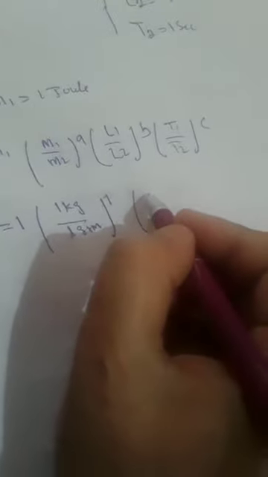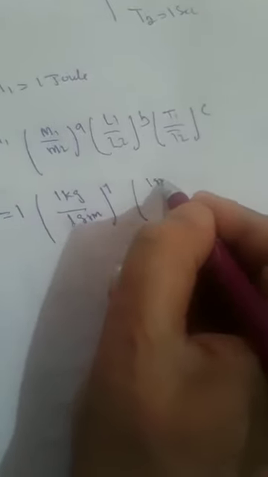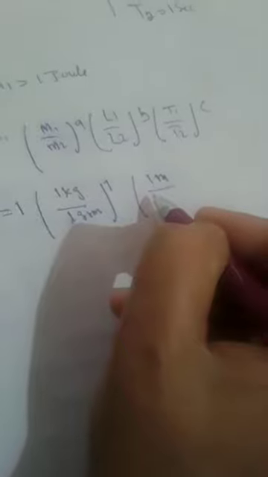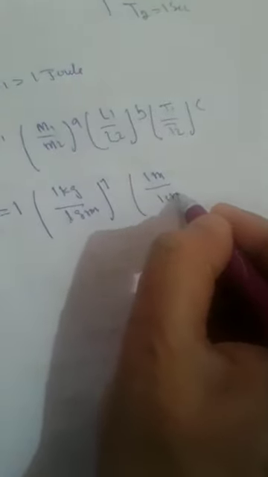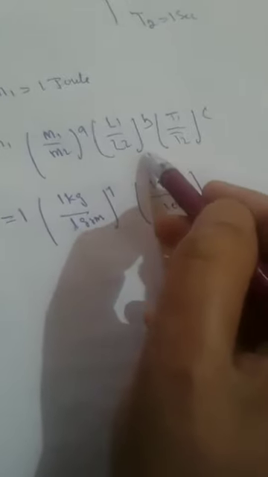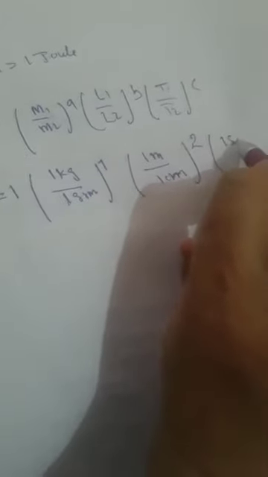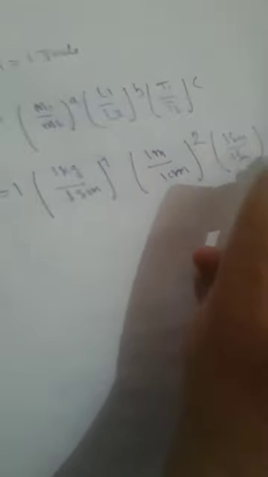L1 is 1 meter, L2 is 1 centimeter, raised to the power B. What is the value of B? We have calculated that the value of B is equal to 2. T1 is 1 second, T2 is also 1 second, raised to the power minus 2.